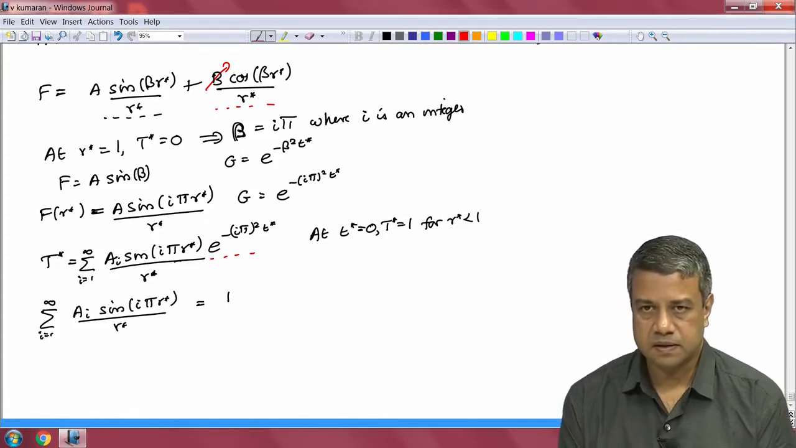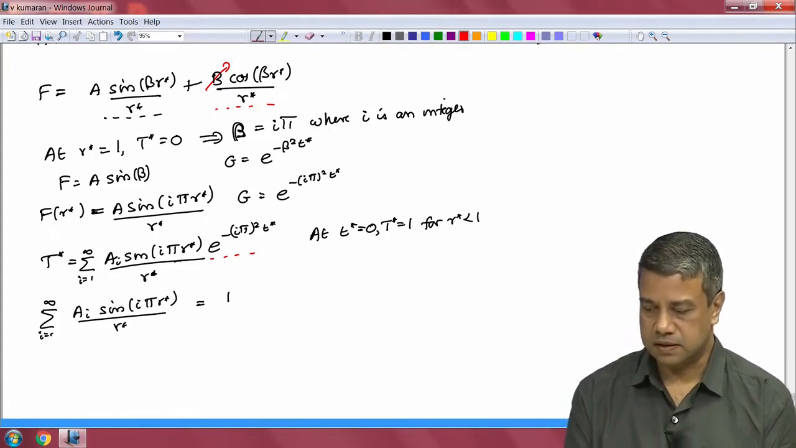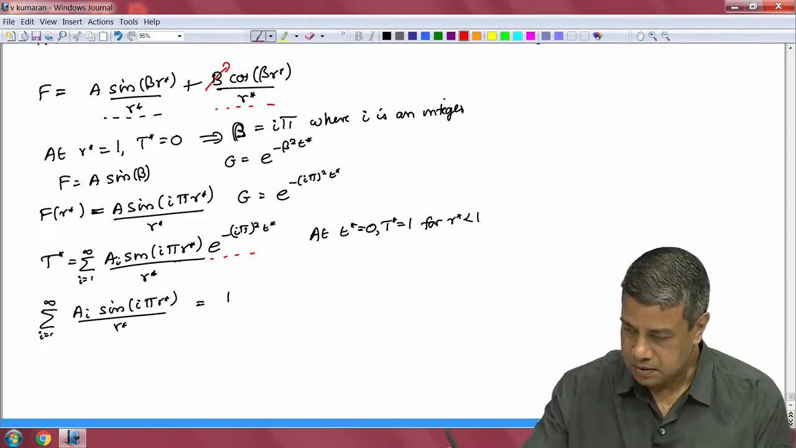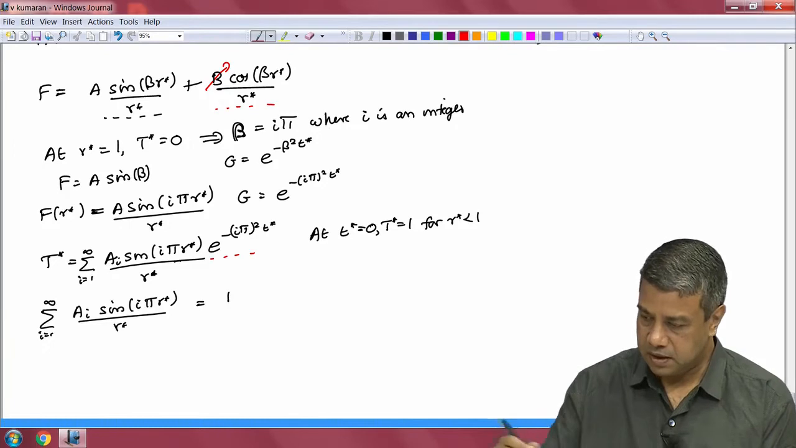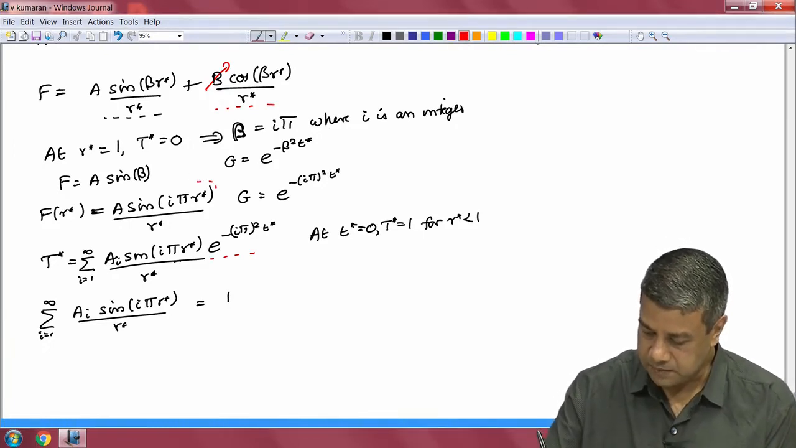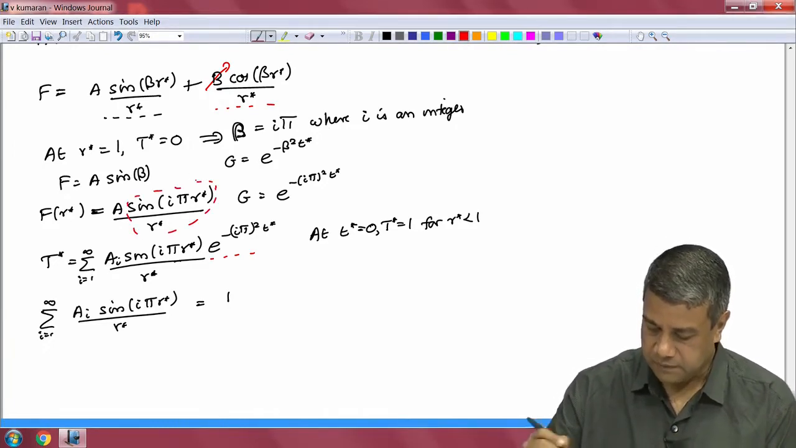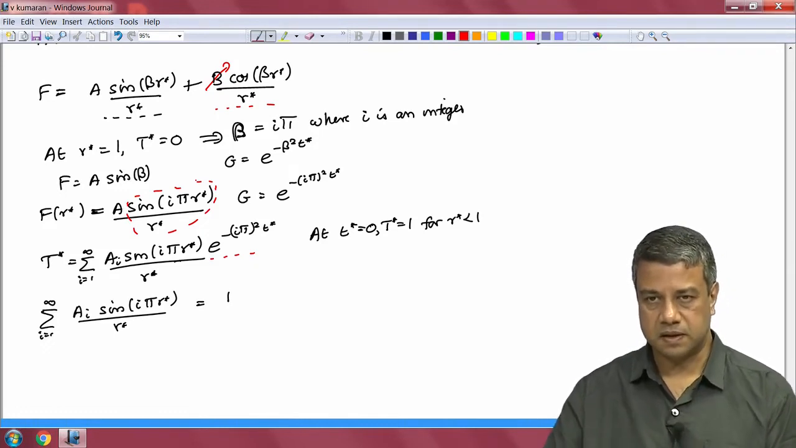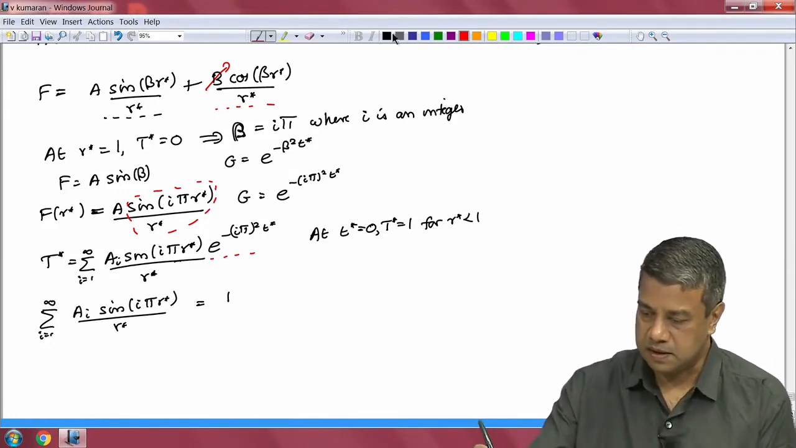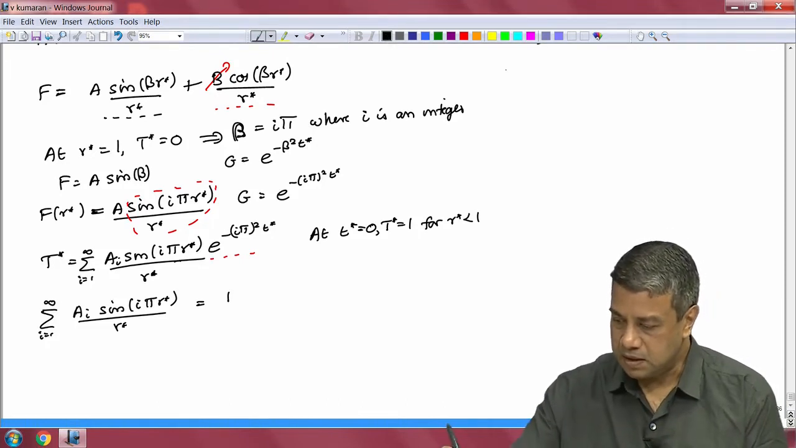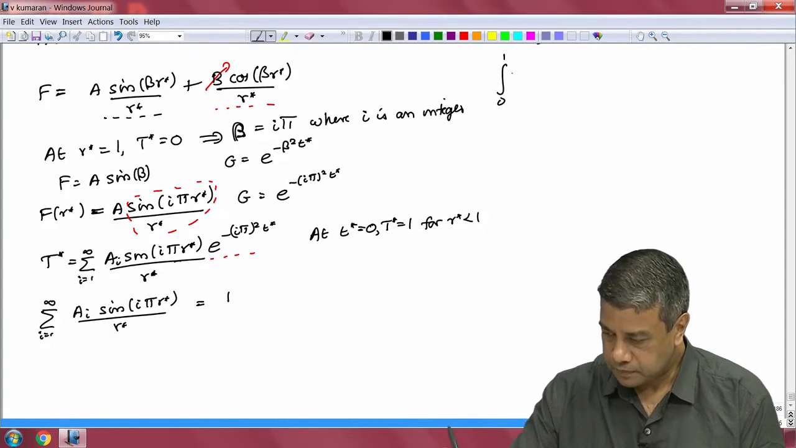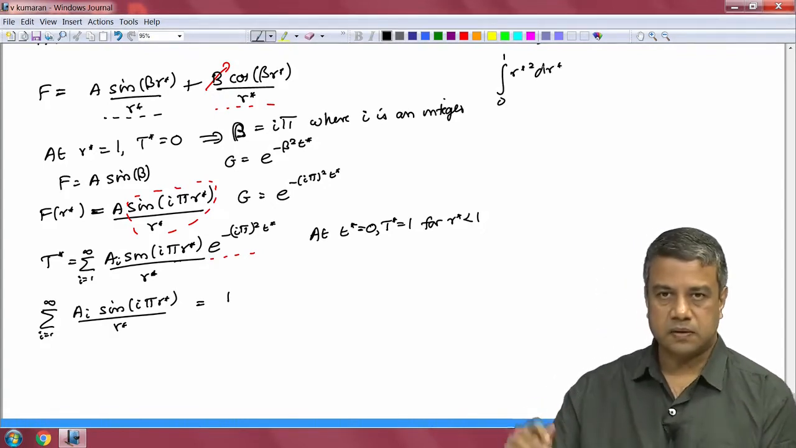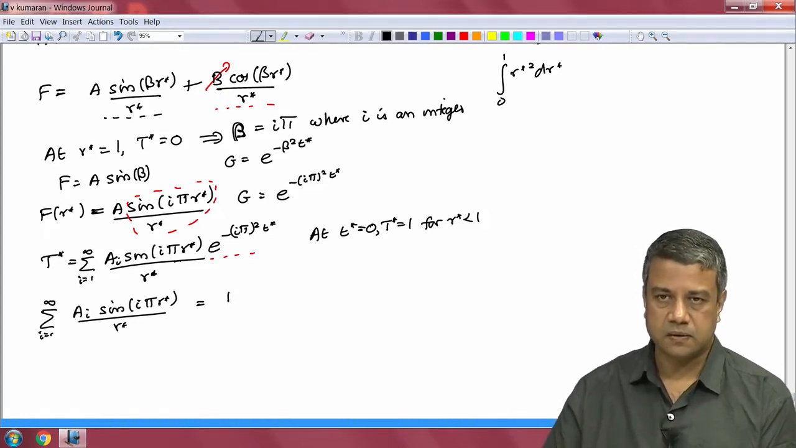How do we solve this? We have to use the orthogonality relation. The orthogonality relation in this case has a slightly different form. Note that these are the basis functions in which I am expanding the temperature field. The orthogonality relation in this case is integral from 0 to 1 of R star square dr star. R square has to be used here because it is a spherical coordinate system.